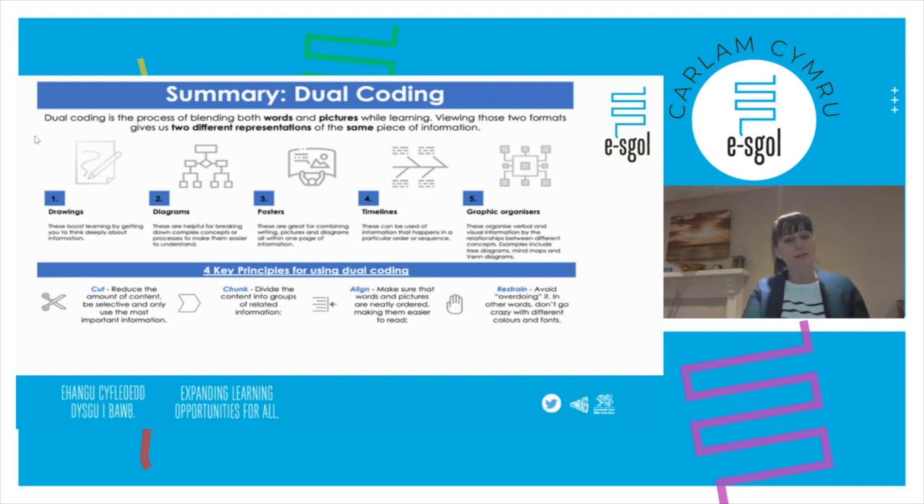So the key principle, if you are going to dual code in your revision, is to cut things down. So you're reducing the amount of content. So be selective and only use the most important information.